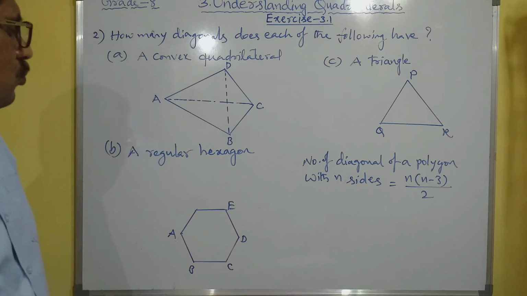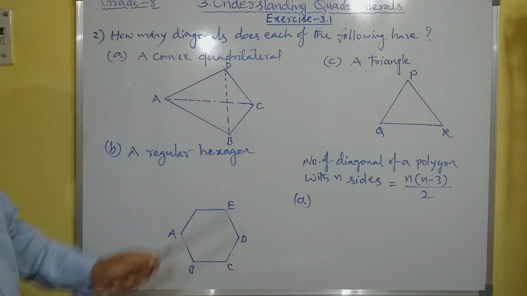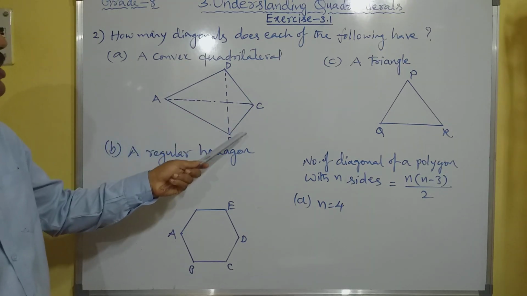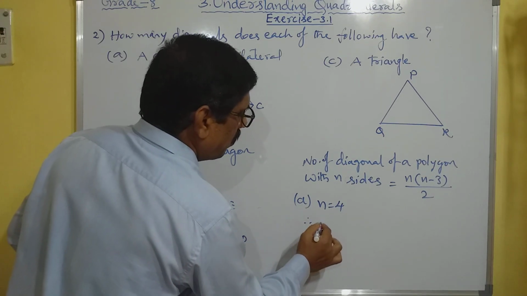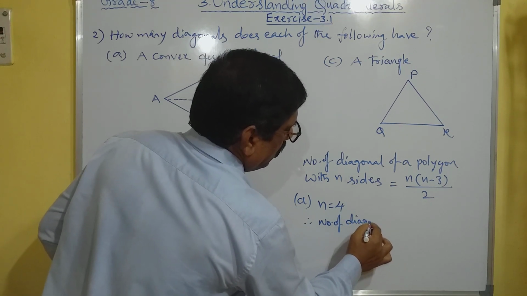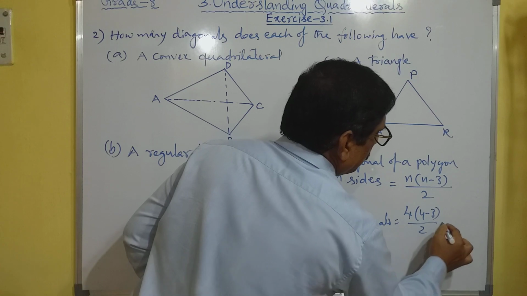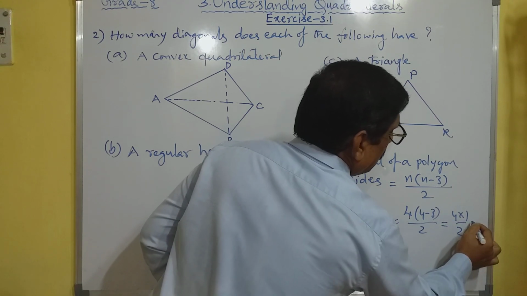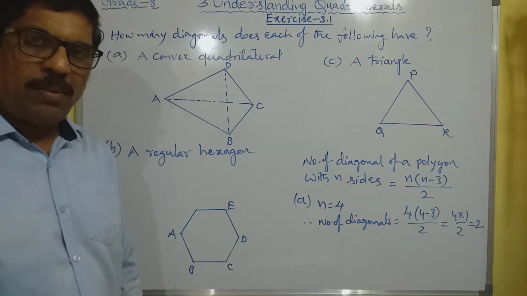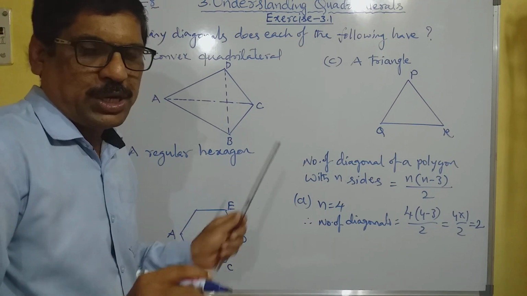Now by using this formula also we can find the number of diagonals of a quadrilateral. Quadrilateral means n value how much? 4. There are 4 sides in a quadrilateral, so n value is 4. Therefore, number of diagonals is equal to n into n minus 3 by 2, that is 4 into 4 minus 3 by 2, 4 into 1 by 2, that is equal to 4 by 2, 2. Correct. So we can check by using the formula also. This is the formula method. We can check it by actual drawing also.